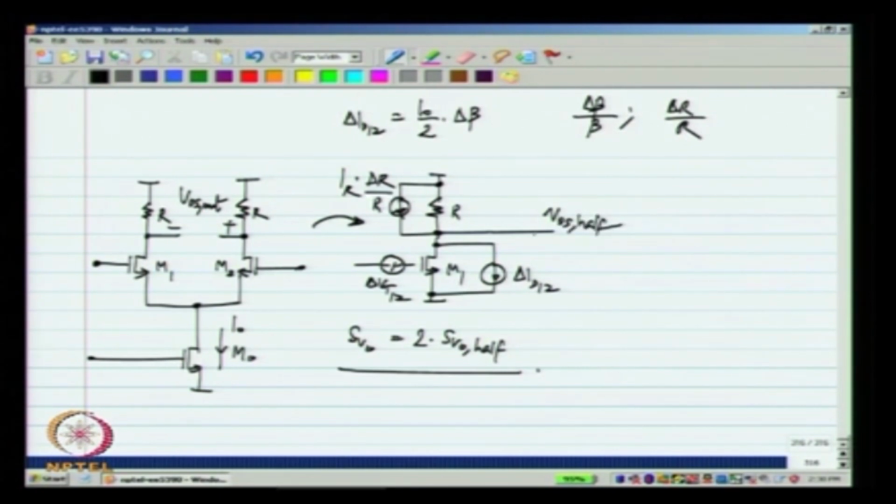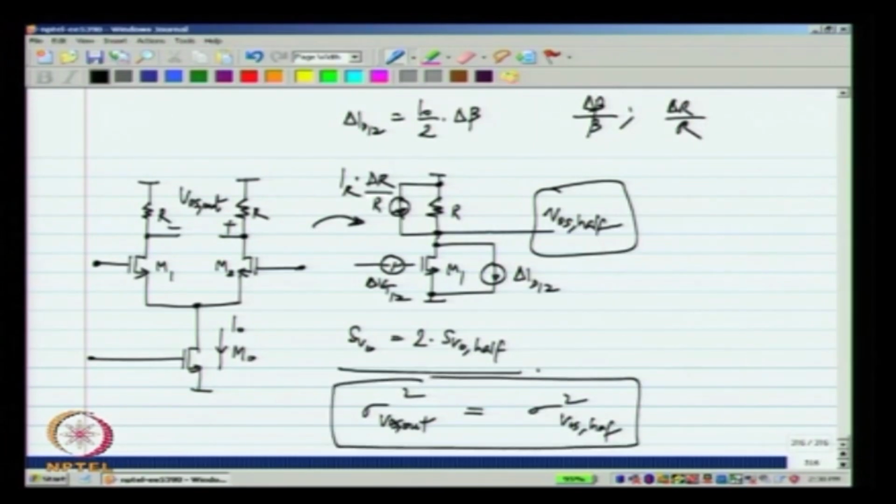Okay. Now, it turns out that the variance of the output offset in the differential circuit exactly equals the variance of this output voltage we get in the half circuit. Now, in case of noise we get a factor of 2, in case of offset we do not get that, because this offset already represents the relative mismatch between two identical devices.